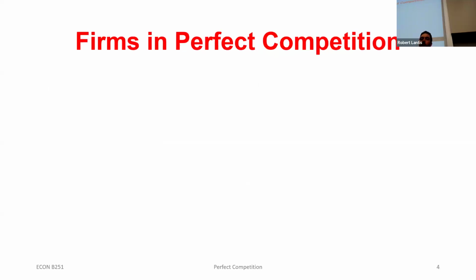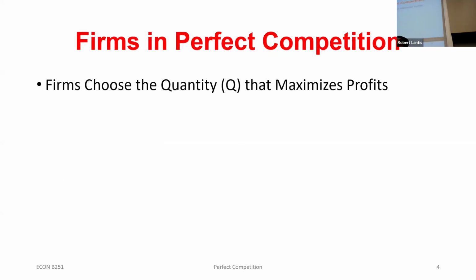Okay. So firms that are in perfectly competitive markets, what is a firm trying to do? They're trying to choose an output level, a quantity of production that's going to result in the highest what? What do you think? What are firms trying to maximize? What kind of profits? Economic profits. So firms are trying to maximize economic profits by choosing a certain level of production or quantity.